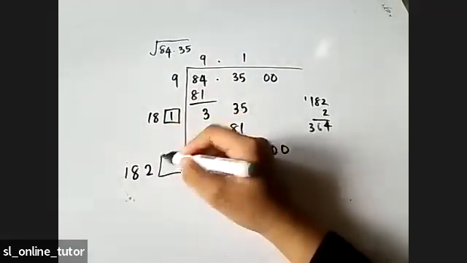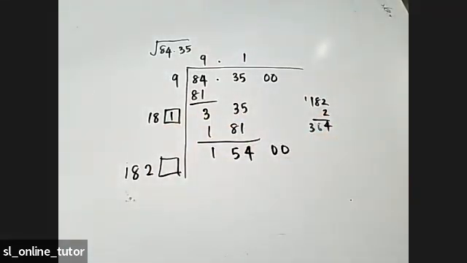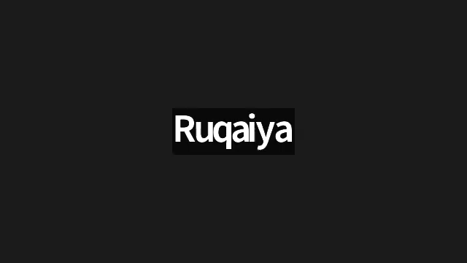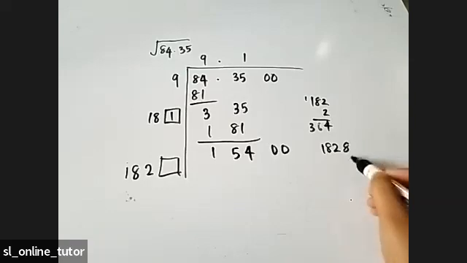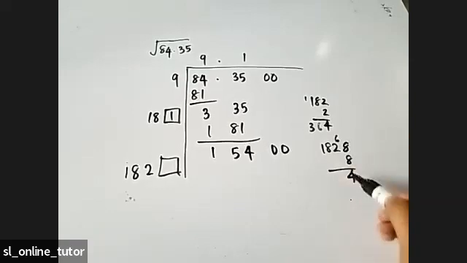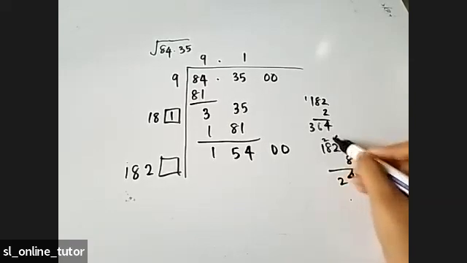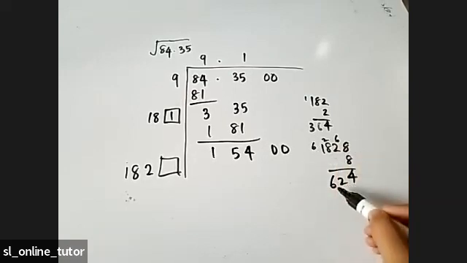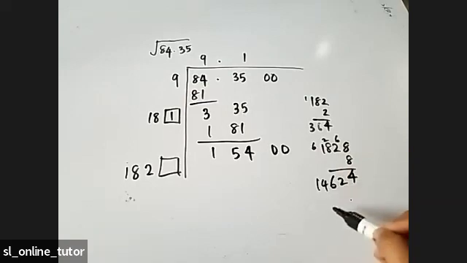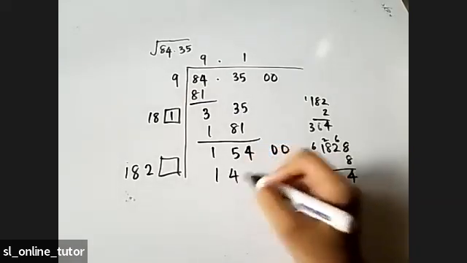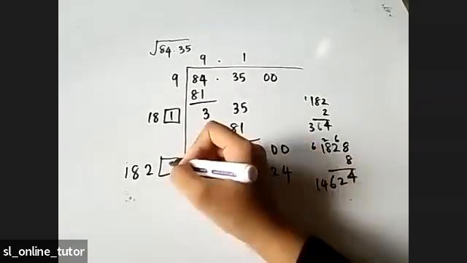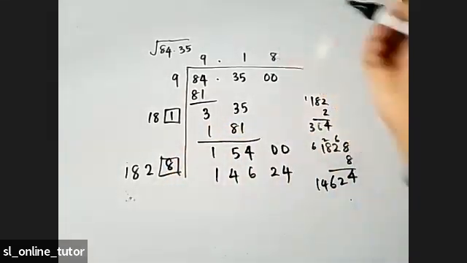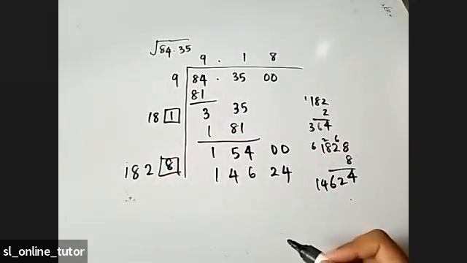Then 91 into 2, 182, and a box. What is the suitable value for the box? You can write down here 182 and 8, 4, 6. Yeah, you can get 8 times 64. This much of an answer, 14,624. So we don't want all those things. We can write here 9.18. It's a 2 marks question. 9.18.